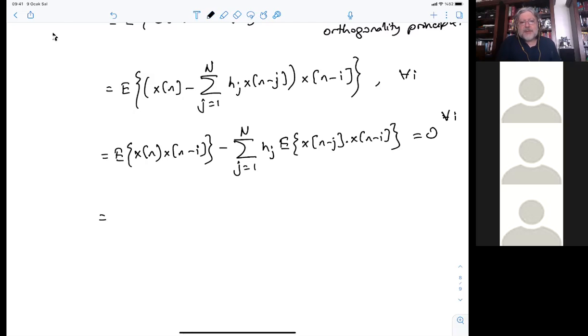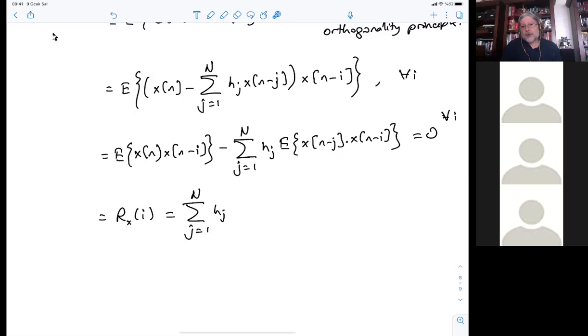What is the expected value of x of n times x of n minus i? It is Rx of i, okay? And minus is equal to 0 means it is equal to the right-hand side of the equation, which was here. And what is that? It is the summation, j from 1 to N, h_j times the expected value of x of n minus j times x of n minus i.